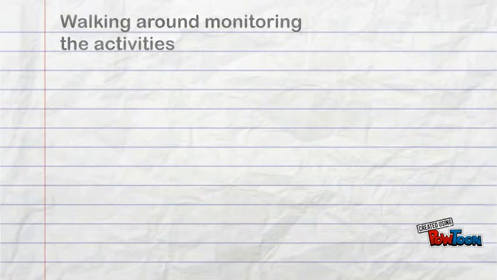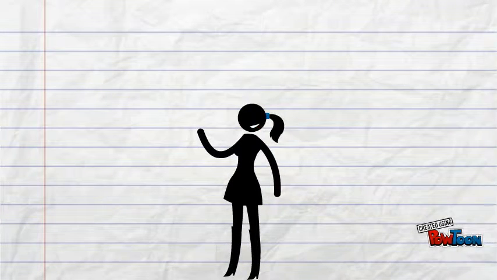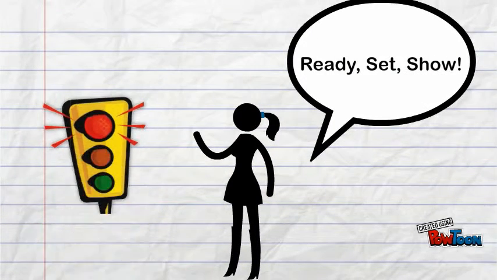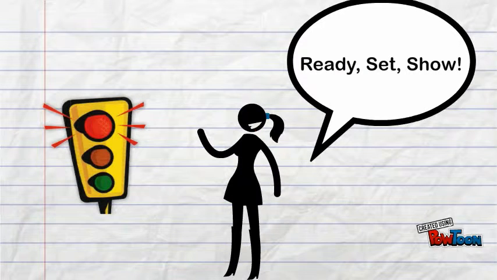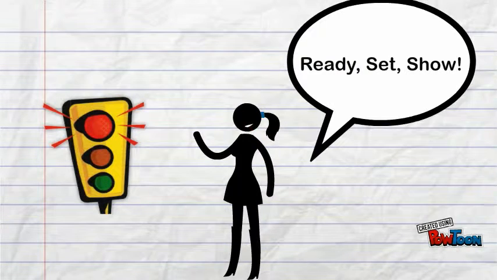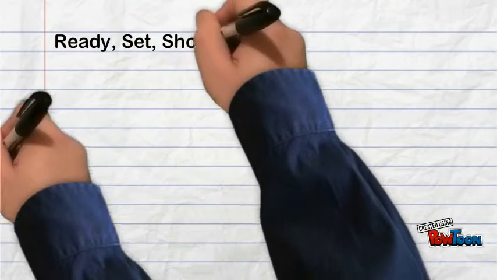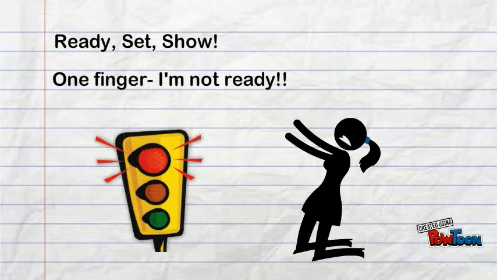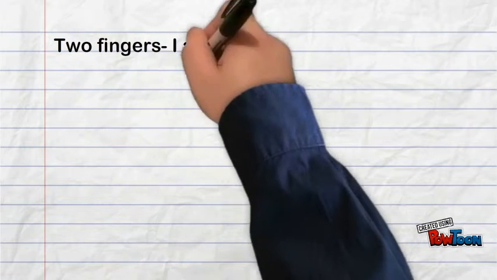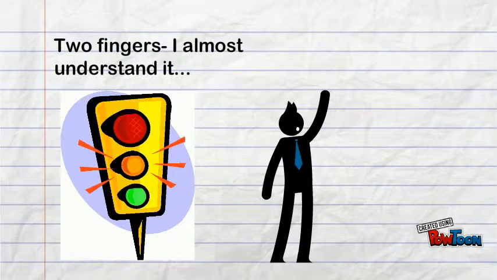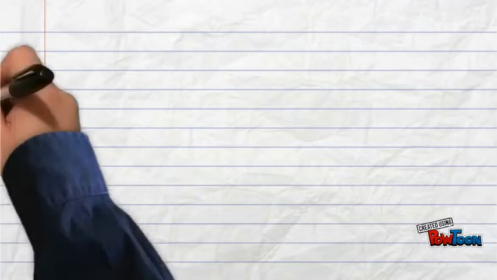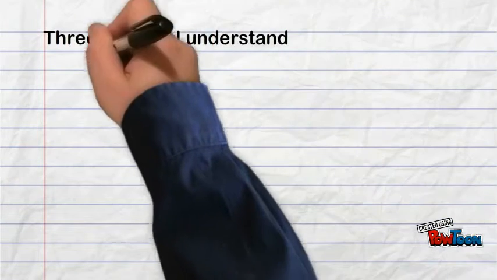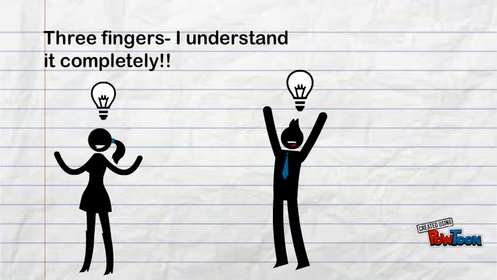Also, in my class, I will say, ready, set, show. When I say these 3 words, my students will know to hold up either 1, 2, or 3 fingers. If they hold up 1 finger, that means, wait, stop. I still have a lot of questions, and I'm confused, and I'm lost. If they hold up 2 fingers, that means they're kind of understanding it, but they still have a couple questions. If they hold up 3 fingers, that means that they have mastered it and that they understand it completely.